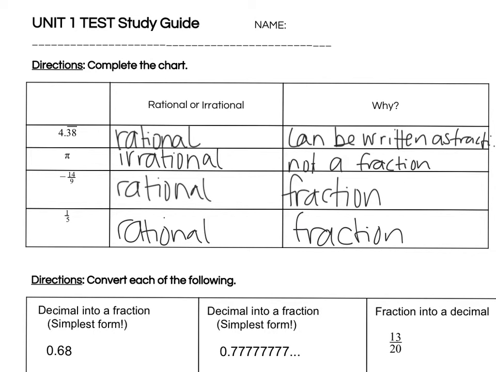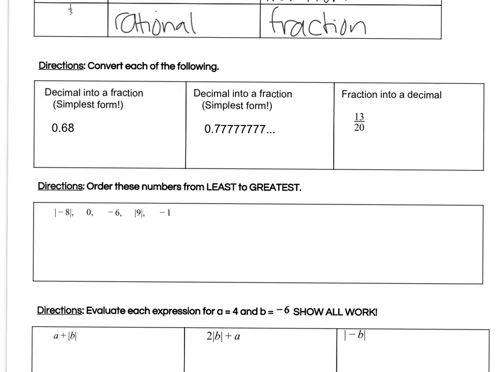Easy enough. The next three questions should look vaguely familiar given they were on your earlier quiz. It says convert each of the following. We want to deal with this one first. We want to change that decimal into a fraction. Hang on, it says simplest form. Best way to do that is to read that decimal out loud. That decimal is 68/100ths.